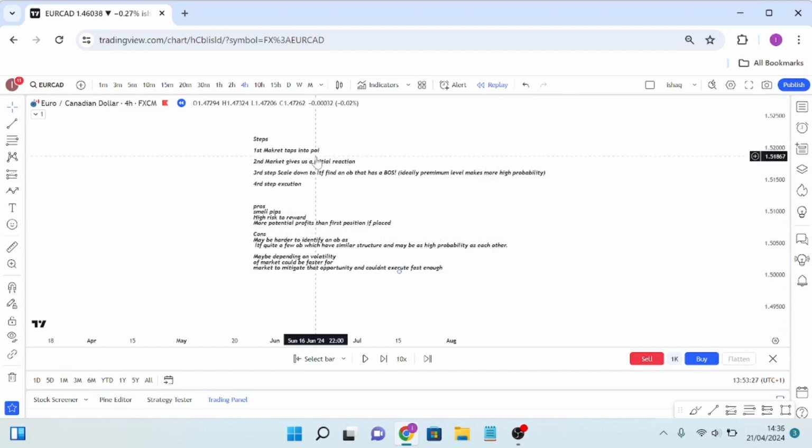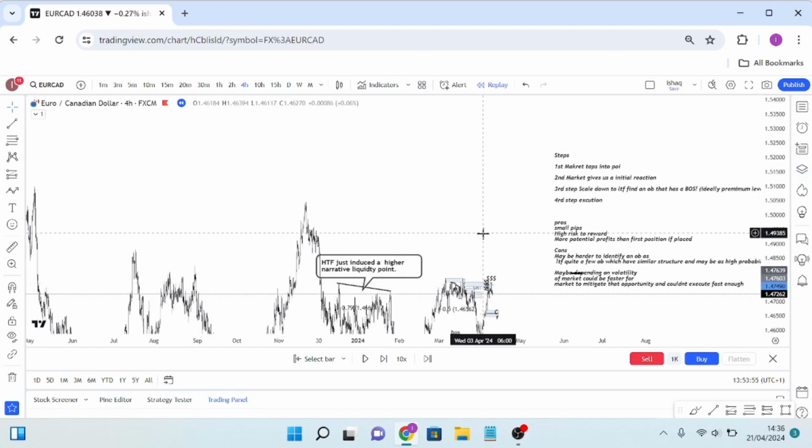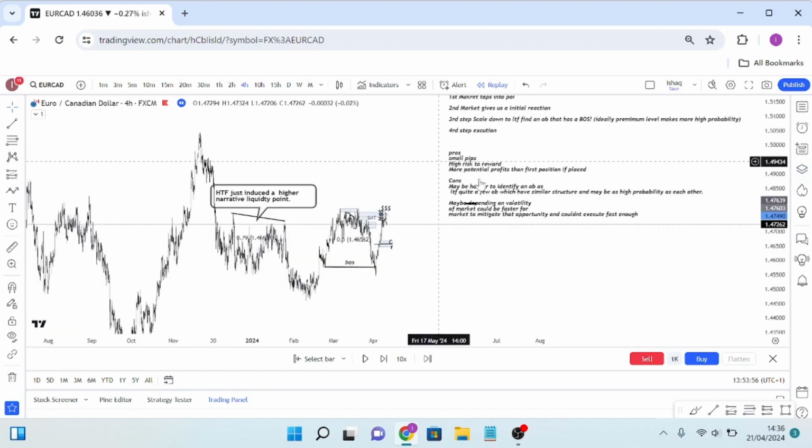However, this is the steps. Quick breakdown. First step, market taps into a POI. Second step, market gives us initial reaction. Third step, scale down to the lower time frame entry. Find the OB that has a breaker structure, ideally a premium level, which makes it more high probability. The fourth step, execution. That's what we do. We execute.